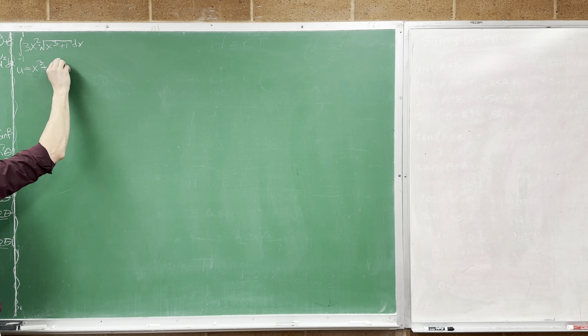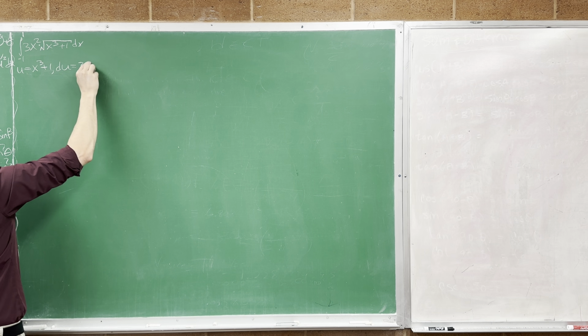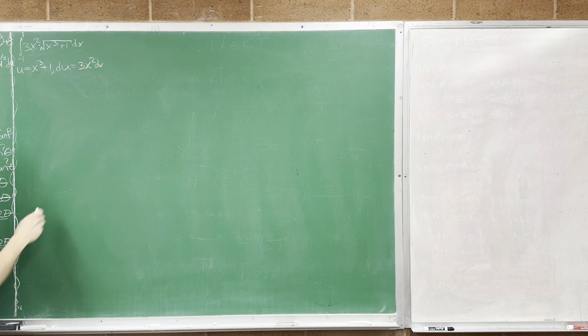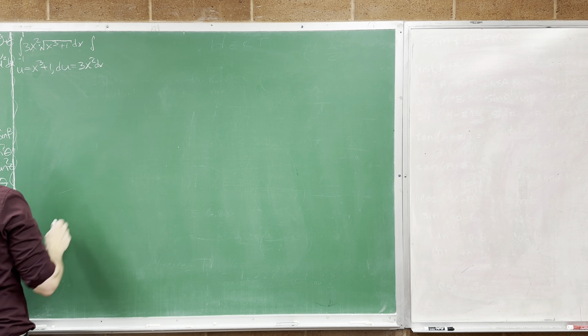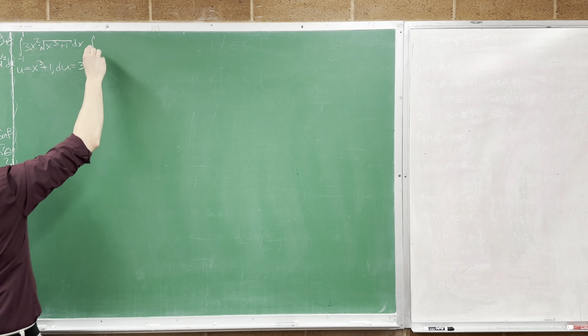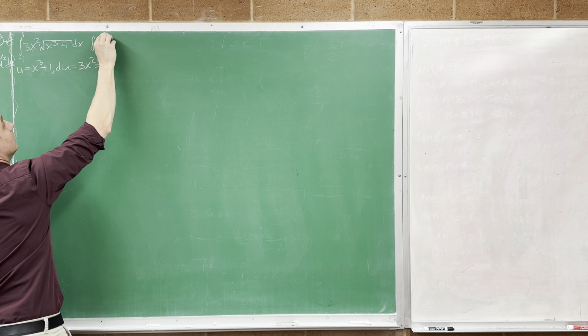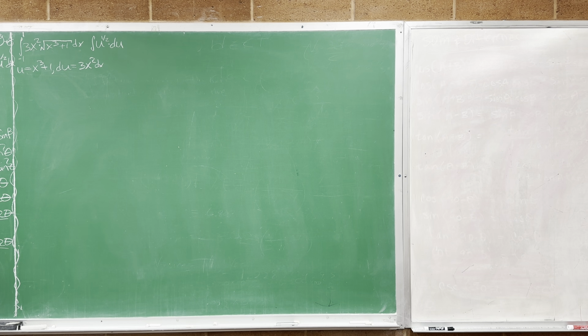And so what is our du going to be? 3x squared dx, which is fantastic. So this is going to be the integral of, I'll call it just u to the 1/2. You okay with that? Times du. Now, we need to make a choice here.